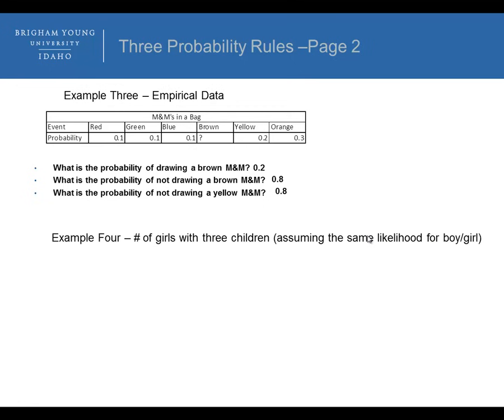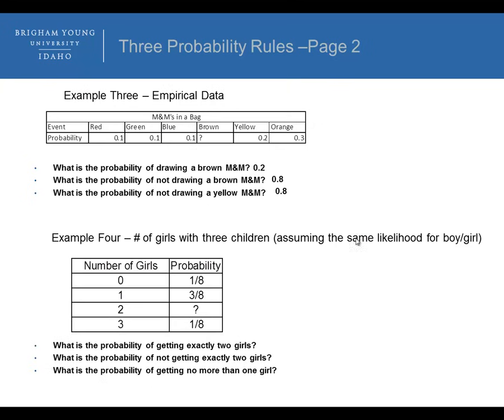Okay. And so here's another example. Number of girls with 3 births. What's the probability of getting girls? So say for instance, getting a boy or a girl at each birth is equal, assuming that they're equal. And here are the probabilities of the number. So the probability of the number of girls being 0 is 1/8. 1 girl is 3/8. 2 girls is a question mark, and 3 girls is 1/8.